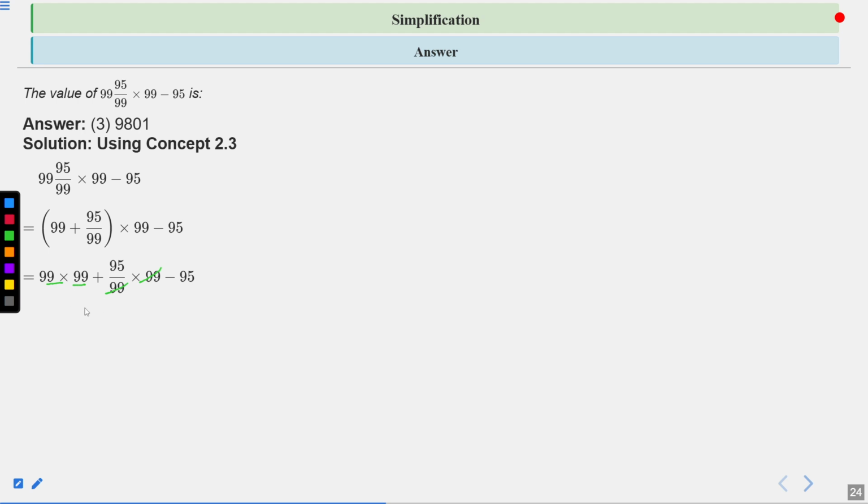So we get 99 into 99 plus 95 minus 95. This will become 0, plus and minus. So what we get is 99 square. Just squaring 99, we get 99 into 99, which becomes 9801. So the third one is the correct answer of this question. Next one.